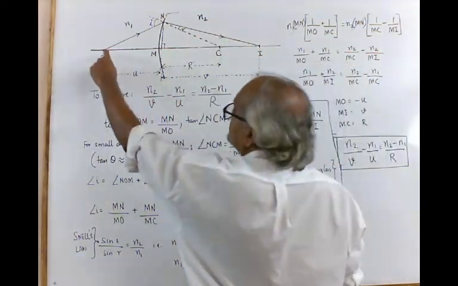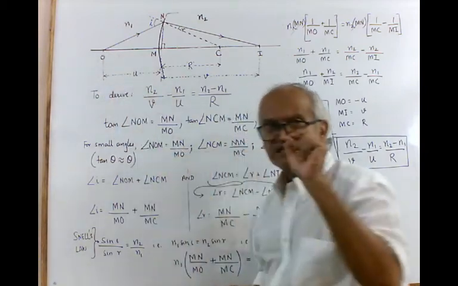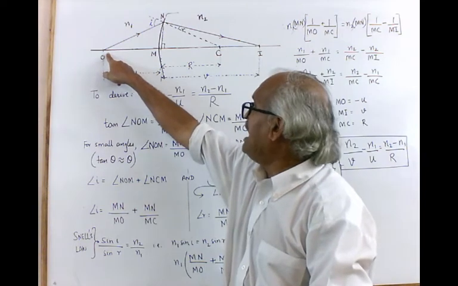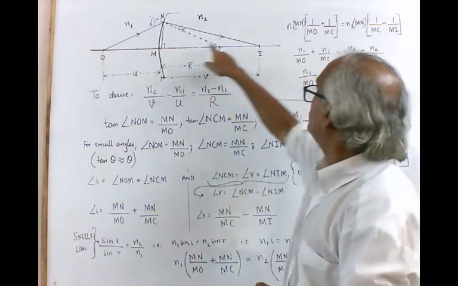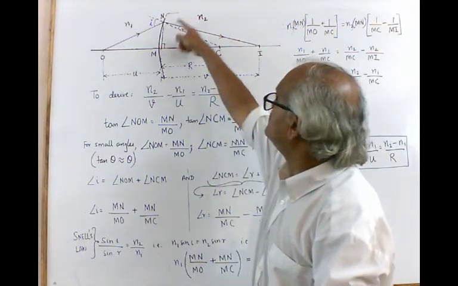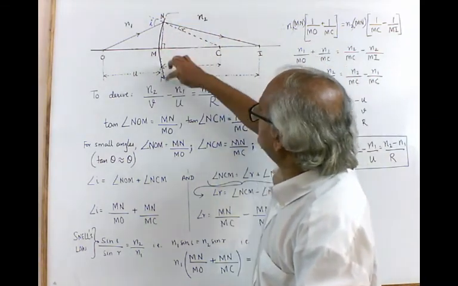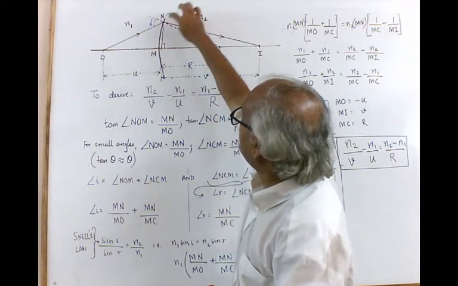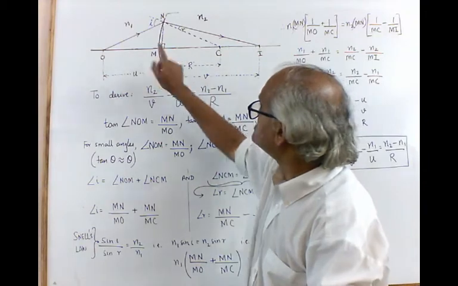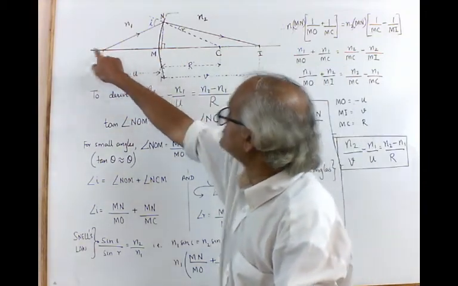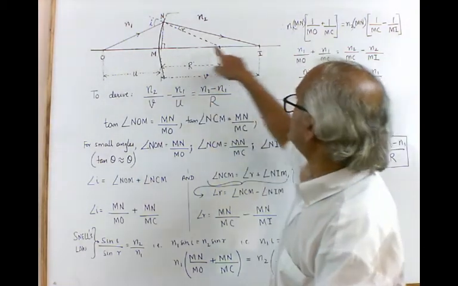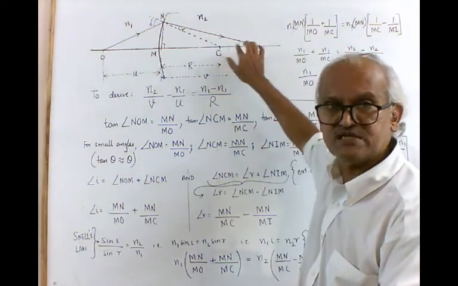Now, suppose you have a small tiny object placed over here, and this is a principal axis for this particular curved surface. We'll name this curved surface as MN. M and N are 2 points on the curved surface. M is on the principal axis. Object is placed on the principal axis. The principal axis has to pass through the center of curvature, so it is passing through C as well.